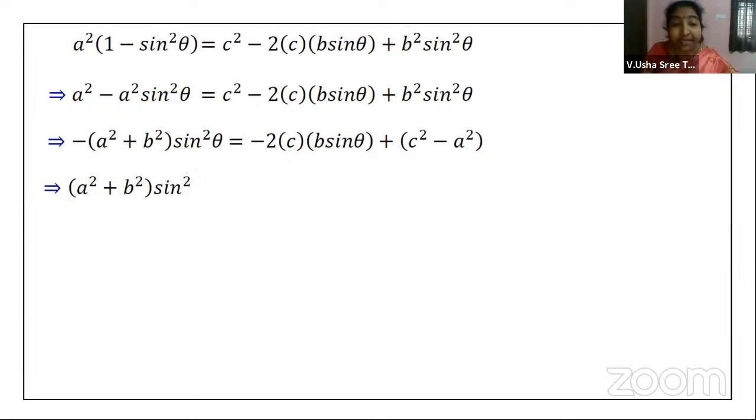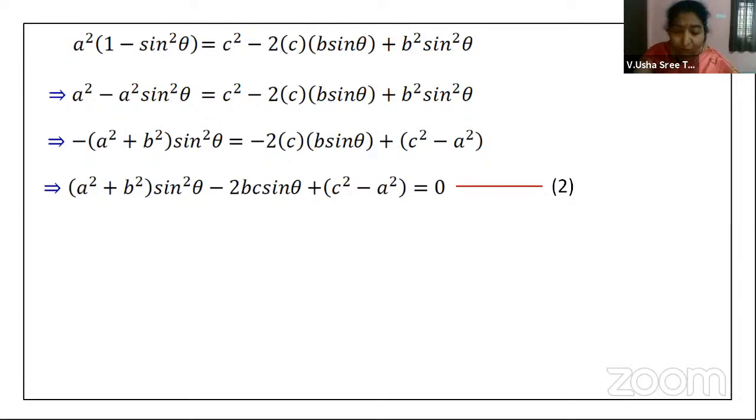Then we'll be getting it as a square plus b square into sin square theta minus 2bc sin theta plus c square minus a square is equal to 0. We'll call this equation number 2. Just observe this equation 2, children. Is it not looking like a quadratic equation? What have you learned in your class 10?